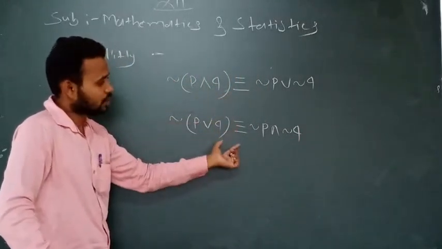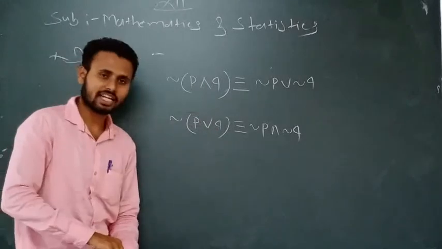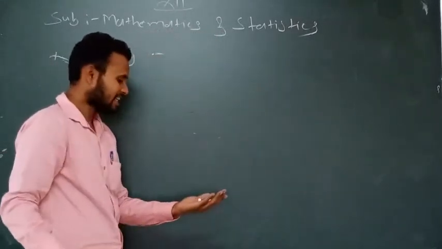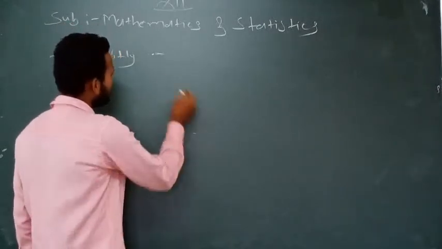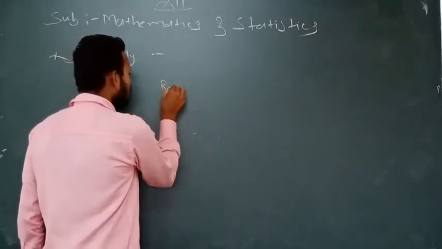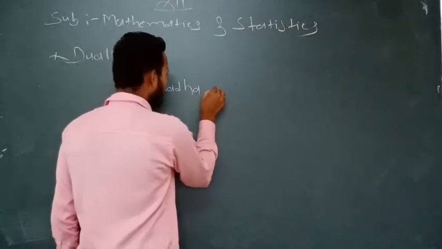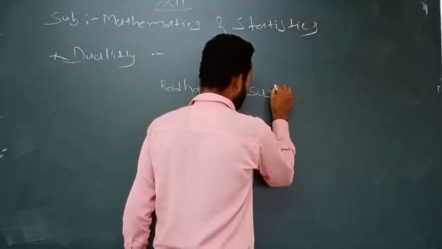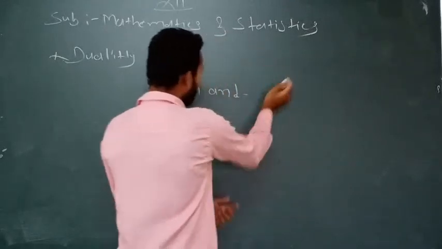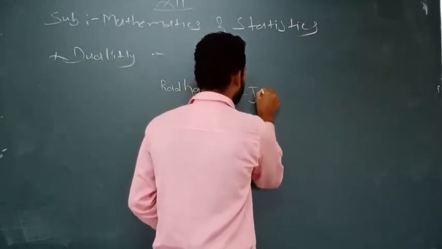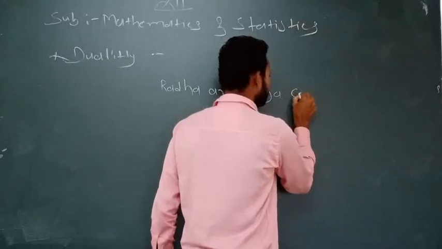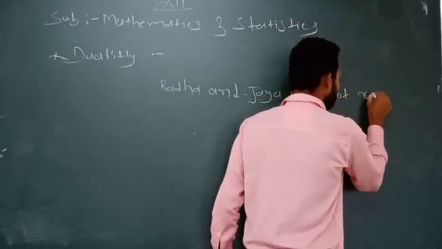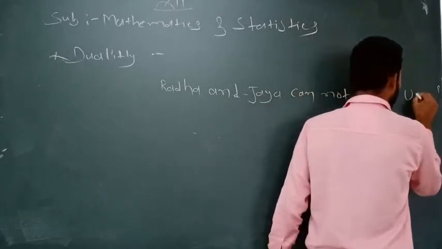Next, find the dual of the following statement. The statement is that Radha and Sushmita, Radha and Jaya cannot read Urdu.